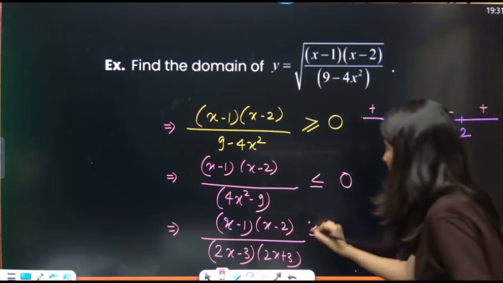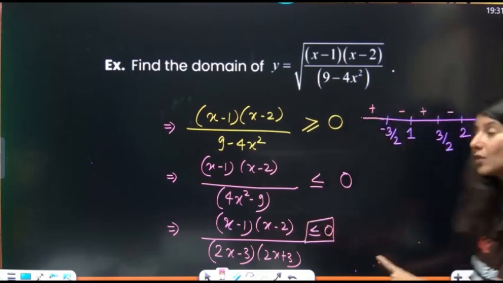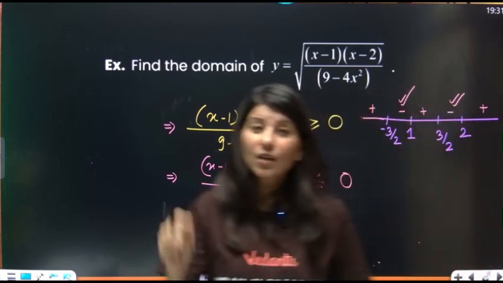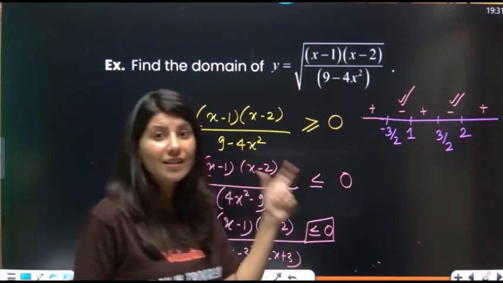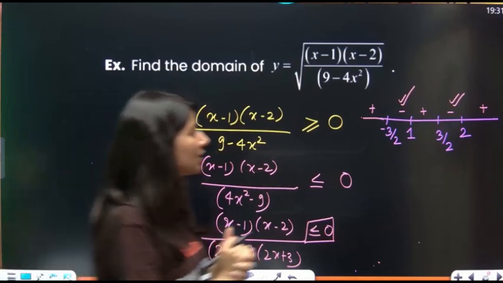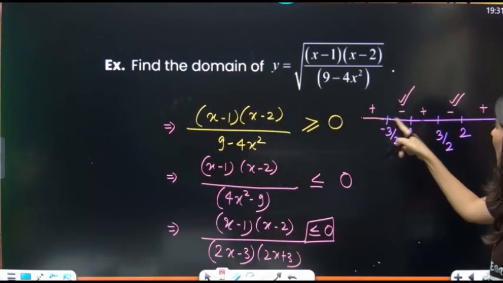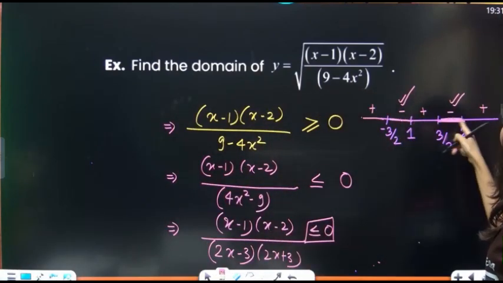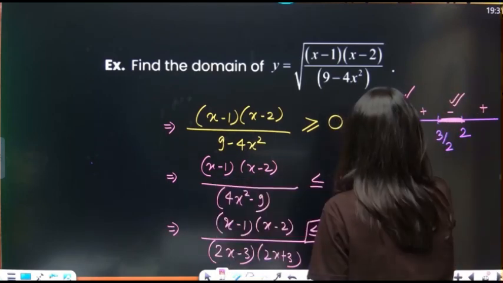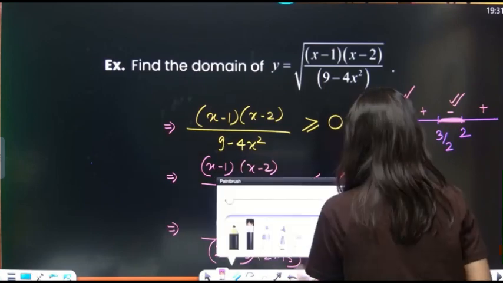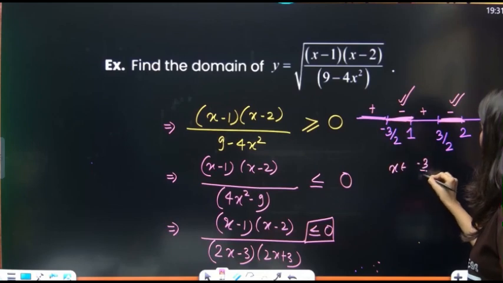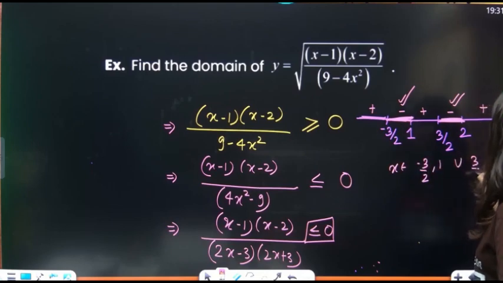Now look at this. Less than or equal to 0, less means negative. And one more tip I have given you while teaching the wavy curve method, especially for open and closed intervals: you have to take this and this. This will be your answer, not this. So let me write the answer. X belongs to minus 3 by 2 to 1 union 3 by 2 to 2.